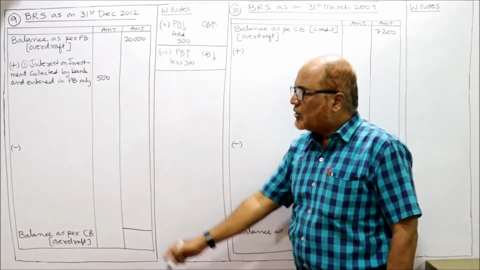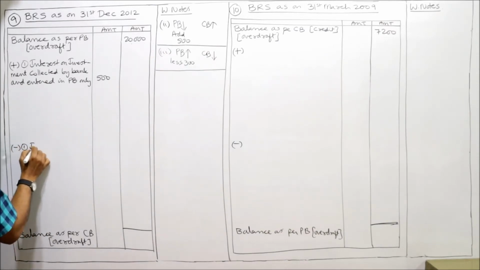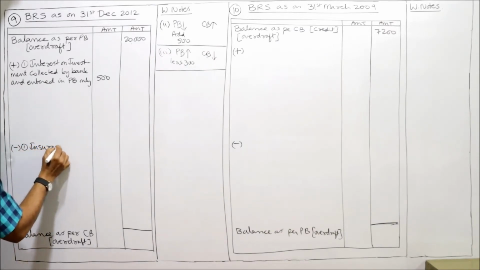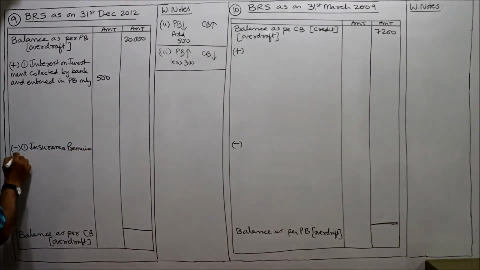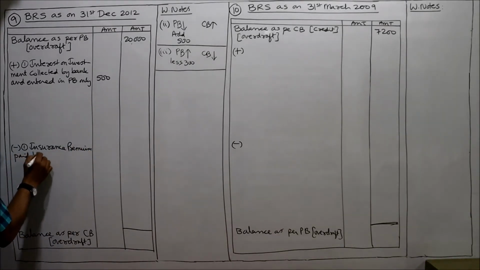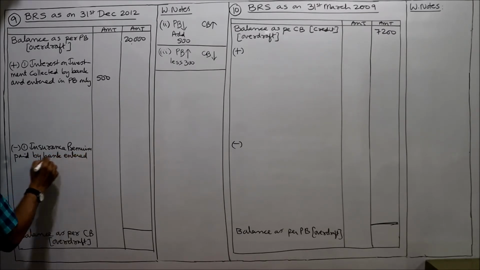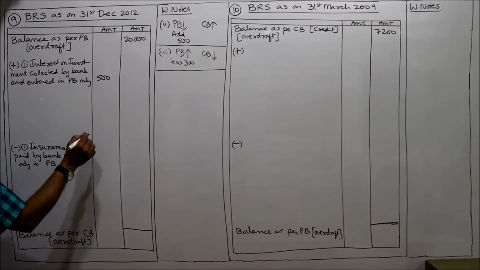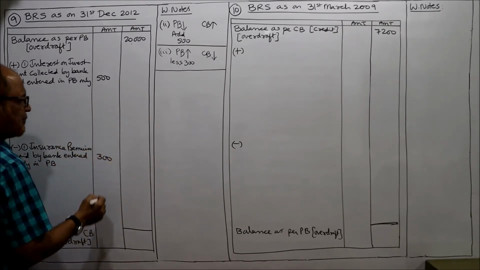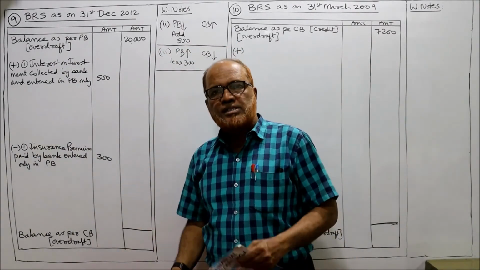Less 300. So under less items, I am writing deductions. Item: insurance premium. Insurance premium paid by bank, entered only in the passbook. How much is the amount? 300. 300 is the amount. So this is the interest.